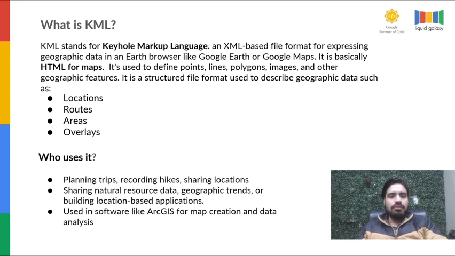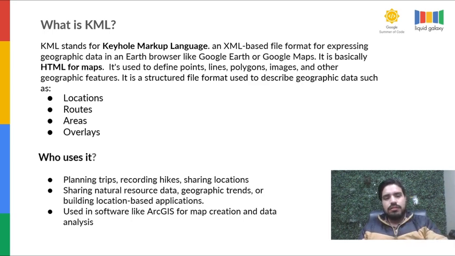KML stands for Keyhole Markup Language. It is an XML based file format for expressing geographic data in an Earth browser like Google Earth or Google Maps. It is like HTML for maps. With the help of KML, you can define lines, polygons, images, etc. And you can specify locations, routes, areas, and overlays. With the help of KML, you can even send commands to the Liquid Galaxy, and then that command is executed on Google Earth.